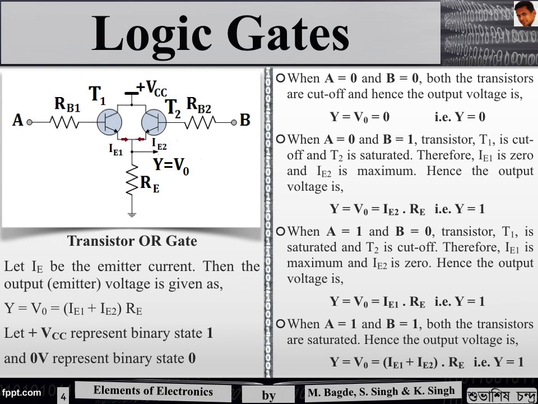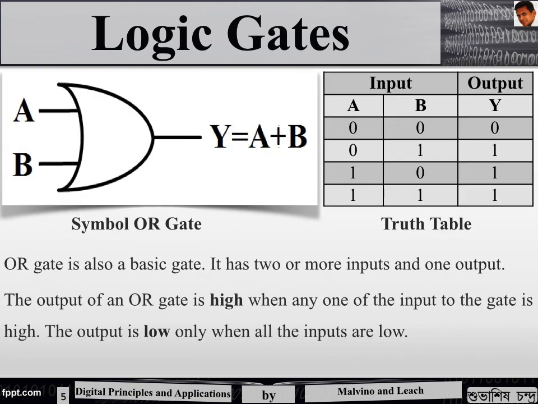In the next case, when A equals 1, the transistor T1 is saturated, and B equals 0, the transistor T2 is cut off. Again we get output Y equals 1. In the last case, when A is 1 and B is 1, both the transistors are saturated, and we again get output at terminal Y. We can summarize them as: when A equals 0 and B equals 0, Y equals 0, and when either of them or both of them are 1, Y equals 1. So the output of an OR gate is high when any one of the inputs to the gate is high. It is low only when all the inputs are low.